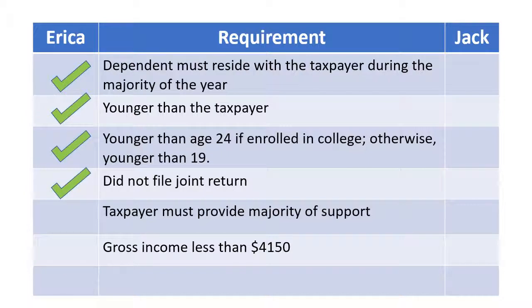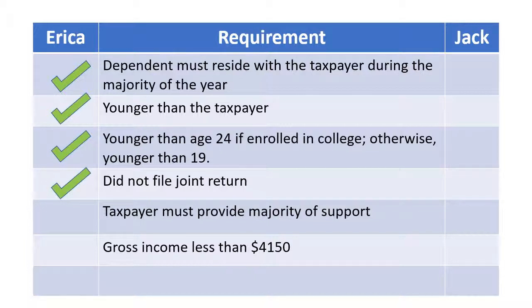Now, Monica and Chandler have 2 children, and we know one of them, for a fact, meets the requirements for a dependent child. Erica, although she attends college, meets the residency requirement. She's younger than age 24 and an enrolled college student, and she was not married to anyone and did not file a joint return personally. But what about Jack, their son?